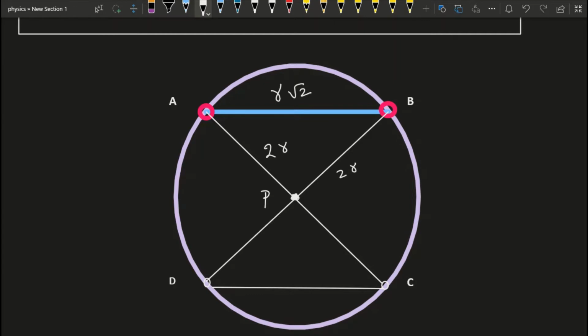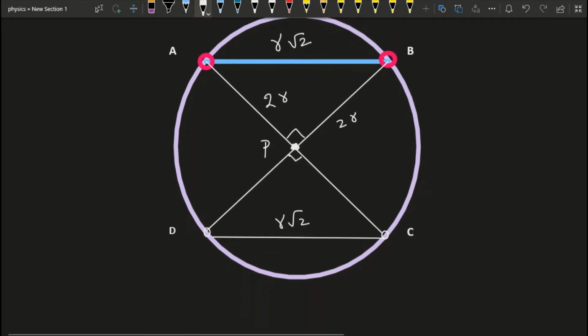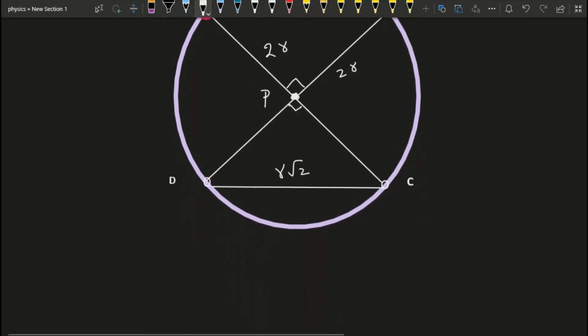So if you see, initially the angle between the chords is 90 degrees, because this is r root 2 and this is also r root 2. The points D and C are the fixed points, they do not change. So the distance between D and C is also fixed, that is r root 2. Now I am going to find out the locus of the point of intersection P.